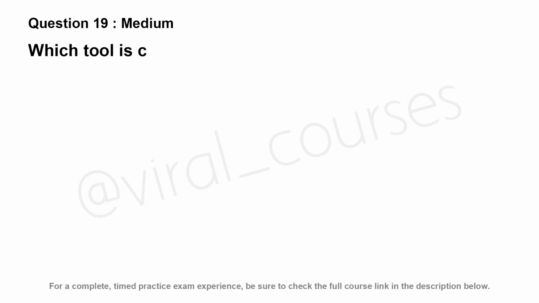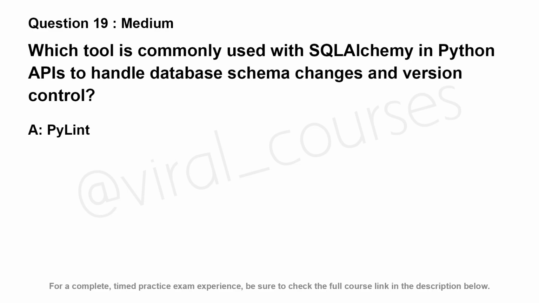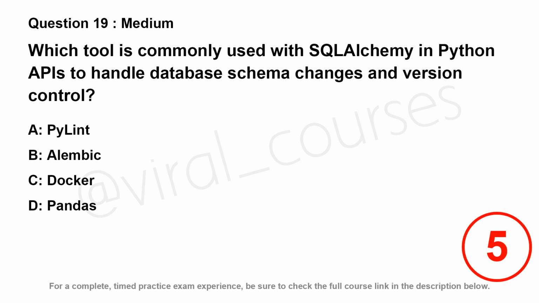Which tool is commonly used with SQLAlchemy in Python APIs to handle database schema changes and version control? Option A, Pylint. Option B, Alembic. Option C, Docker. Option D, Pandas.